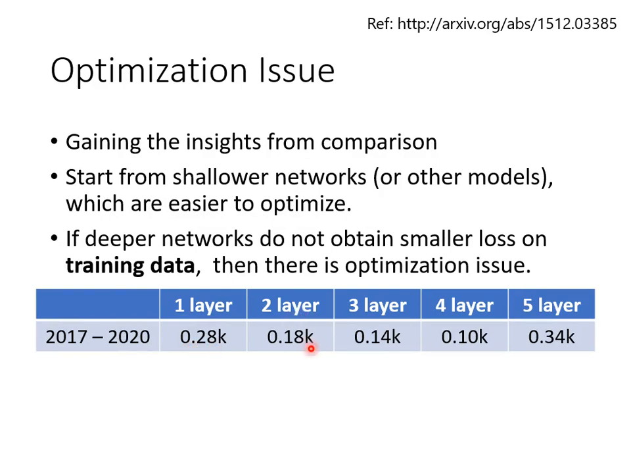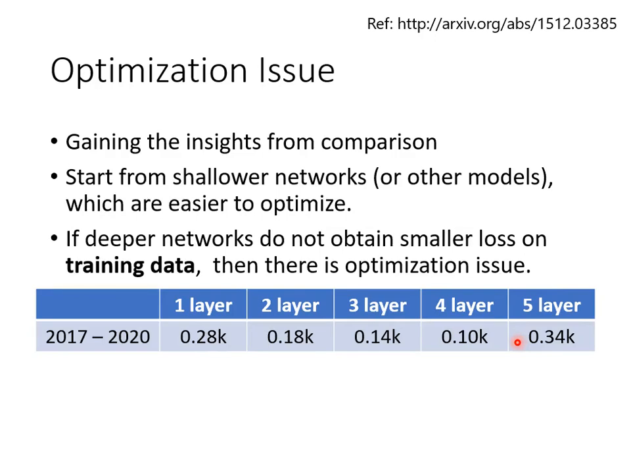It decreases to 0.18k with 2 layers, 0.14k with 3 layers, and 0.10k with 4 layers. However, when I trained with 5 layers, the result becomes 0.34k. How did this happen? We have a bigger loss now.